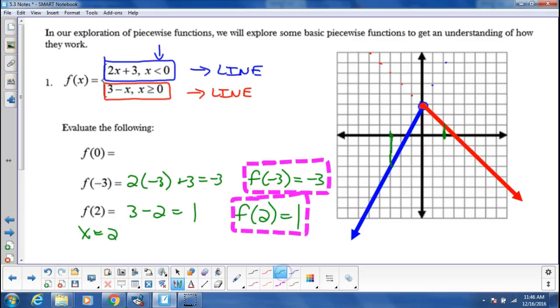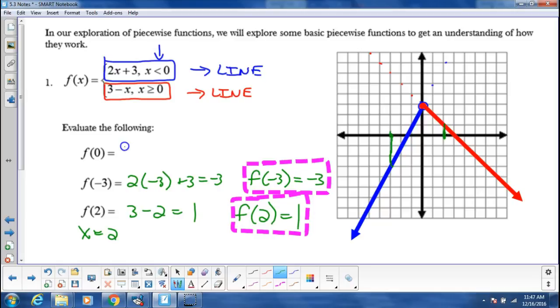Now, f of 0. Which part am I on? Blue or red for f of 0? No, I'm not on both. Red, because it's at or equal to. Red because it's equal to. Okay? So I'm on the red part there because red has the equals part.